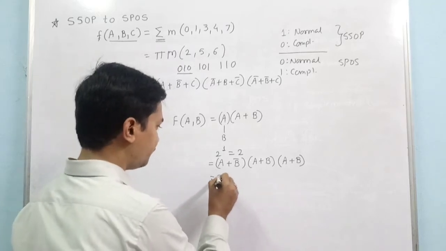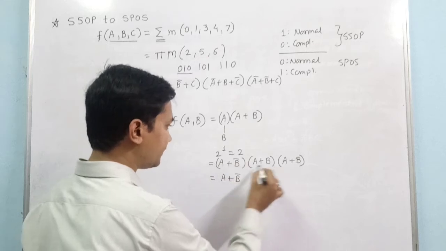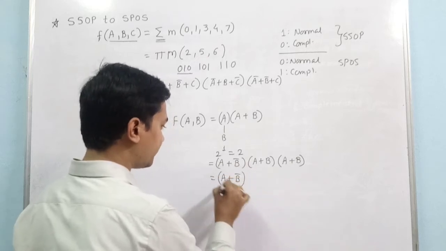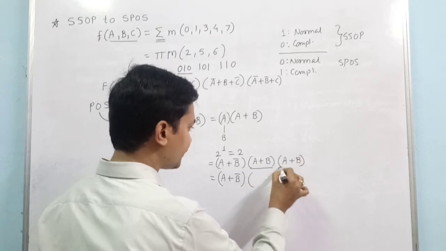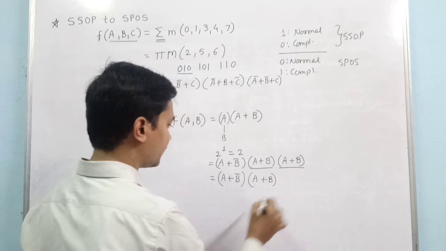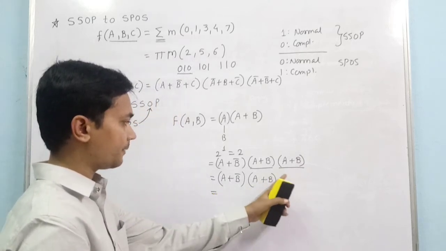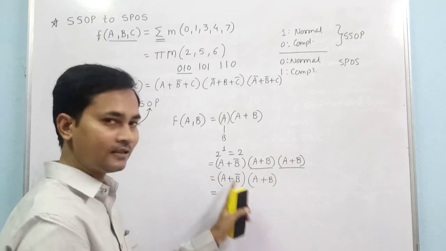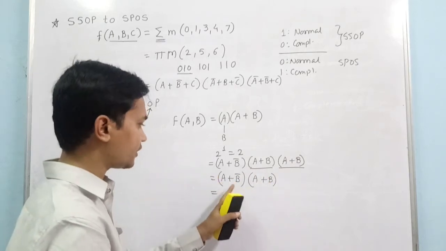Okay, so here which terms are repeated, find out. A plus b bar, whether a plus b bar is there? No, so take it as it is. Now a plus b is repeated here, so instead of these two terms you can take only once. Okay, so once you neglect the repeated terms, you will get the final standard POS equation or expression.